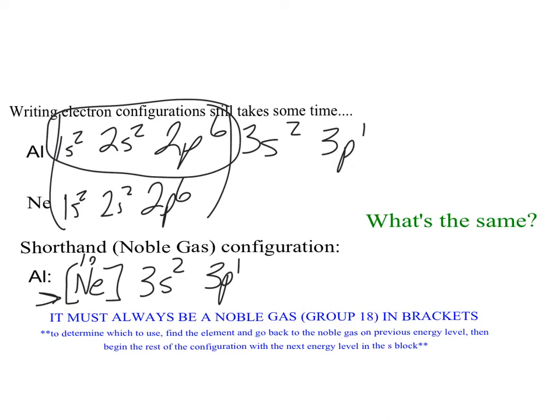So you should always have a noble gas with something else after it. And there's some weird exceptions that we could show you, but for the most part, something like aluminum, where you can start at neon and then keep going, is what we'd expect to see should we ask for shorthand configuration.